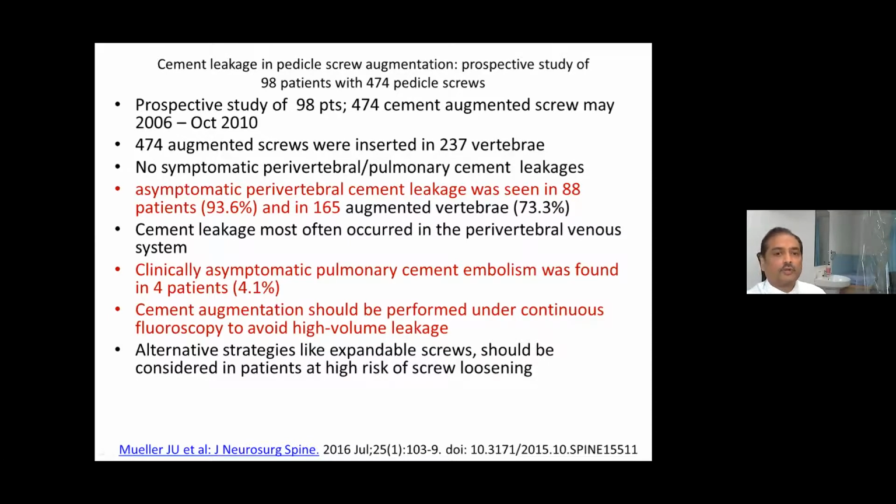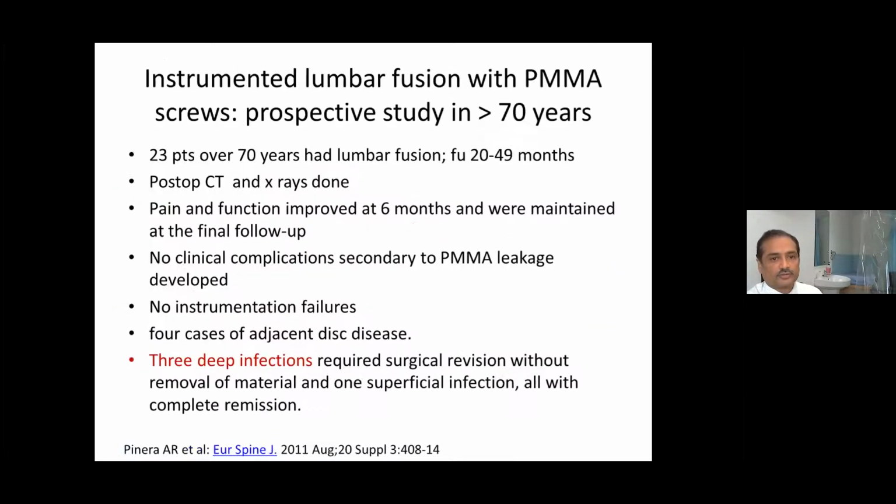However, the best way to reduce cement leakage is to deliver the cement under continuous fluoroscopy. This is especially required to avoid any high volume leakages that can be of any consequence. So another alternative, if you really want to avoid cement, would be expandable screws.